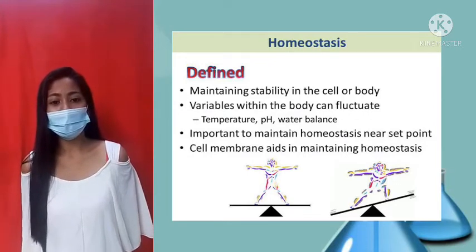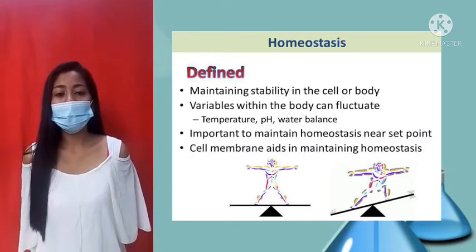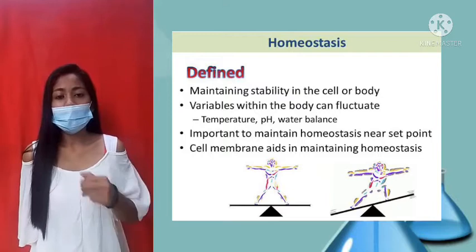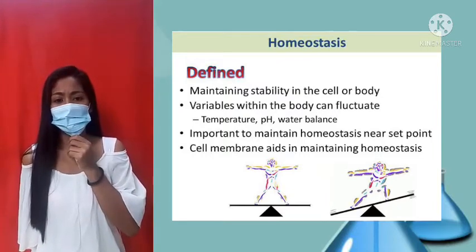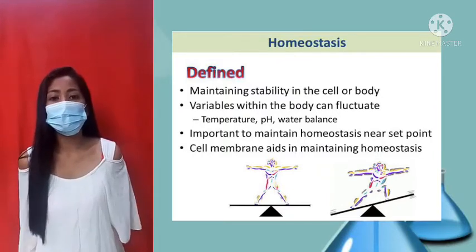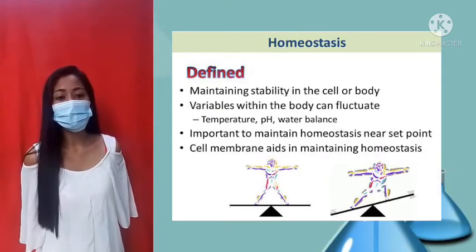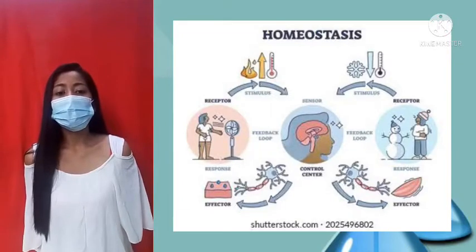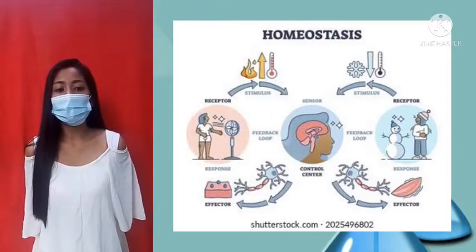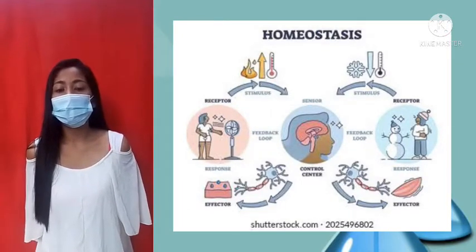Homeostasis Introduction. Homeostasis refers to the body's ability to maintain a stable internal environment. It regulates hormones, body temperature, water balance, etc.